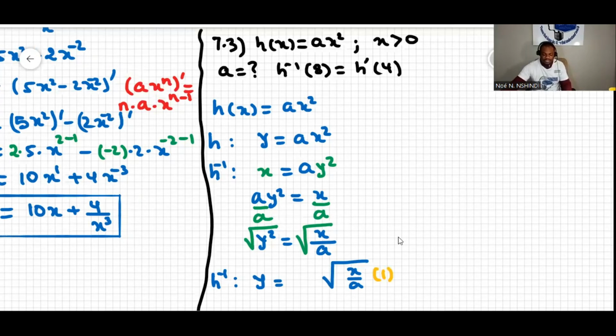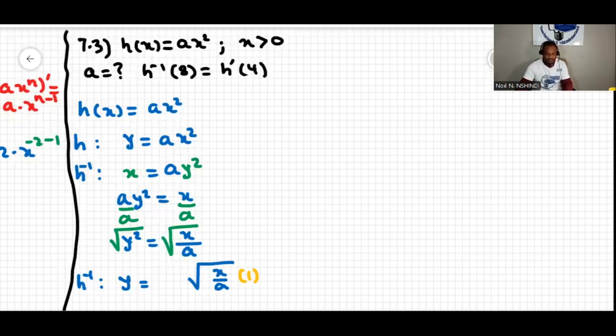Let's also work out h prime of x. Right here, h prime of x will then be what? We already know that h of x is ax squared. So h prime, according to the formula in red over here, for ax to the power of n, the derivative is just a times x to the power of n minus 1.